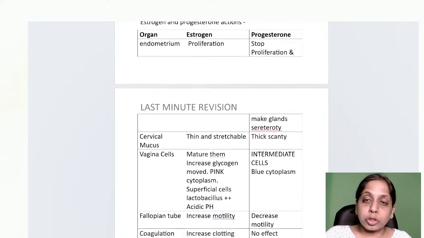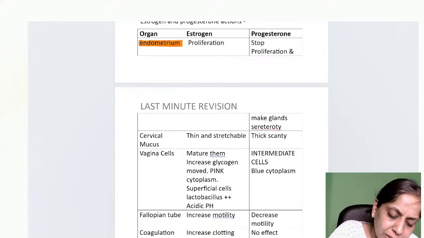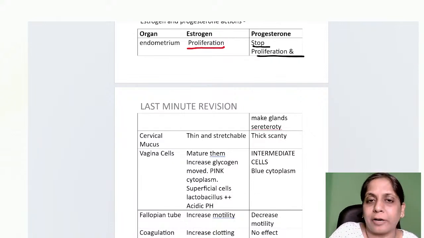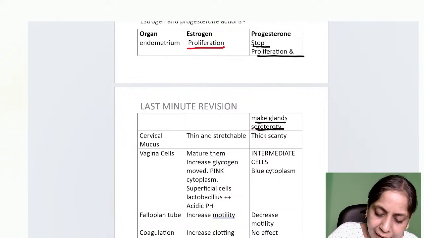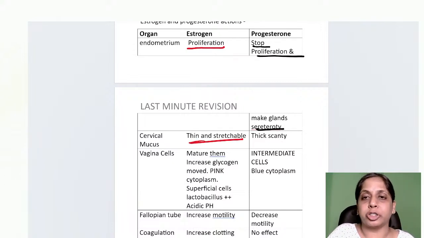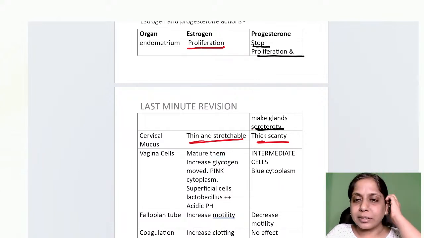Okay. So let us see the effects of estrogen and progesterone on the different end organs. As we studied, on the endometrium, estrogen causes proliferation, whereas progesterone stops the proliferation and makes the glands secretory. Next, the cervical mucus becomes thin and stretchable under estrogen. It shows a spinnbarkeit effect and ferning both. Whereas progesterone makes the cervical mucus thick.